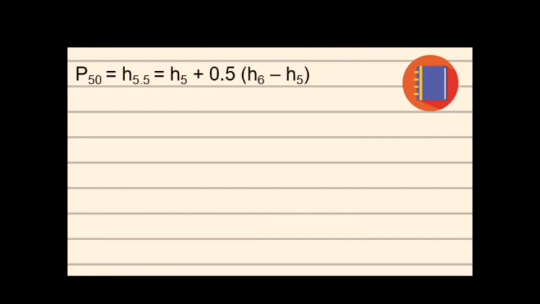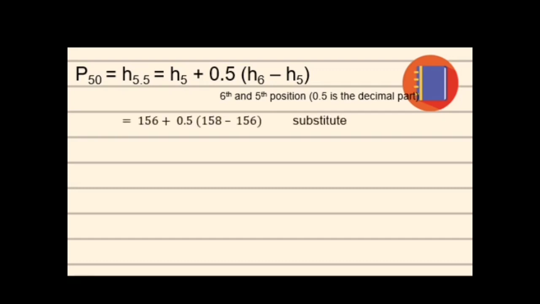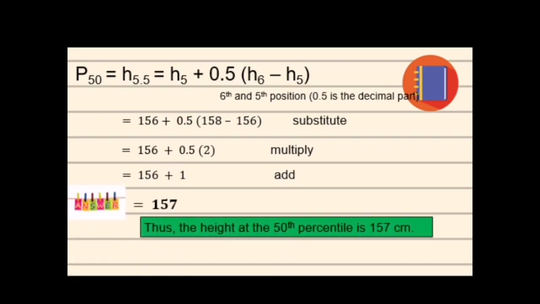So P sub 50 is equal to H sub 5.5, which is equal to H sub 5 plus 0.5, because that is the decimal part, multiplied by the difference of H sub 6 minus H sub 5. Our H sub 5, which is Saik, has a height of 156, plus 0.5 times Sander's height, 158 minus 156, which is 2. Then multiply by 0.5, so it will be 1. So 156 plus 1, the answer is 157. Thus, the height at the 50th percentile is 157 centimeters. Therefore, the median is 157 centimeters.